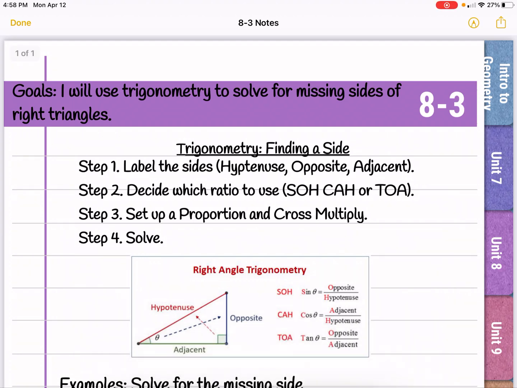In this video, we'll be reviewing trigonometry, but we're going to learn now how to solve for missing sides of right triangles. So your first steps are still the same. You're going to label your H, O, and A, your hypotenuse, opposite, and adjacent sides, and then you'll decide if you're using SOH CAH TOA. Once you set up your trig ratio, that's where the steps get a little bit different from when we were solving for angles.